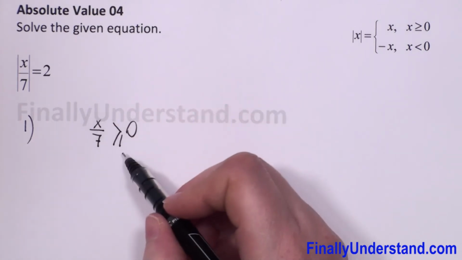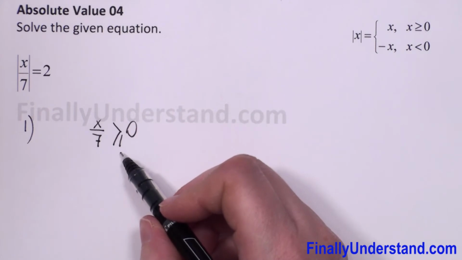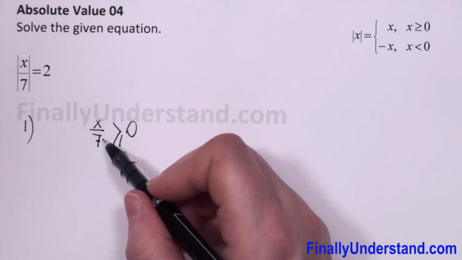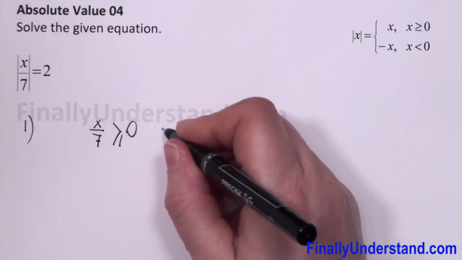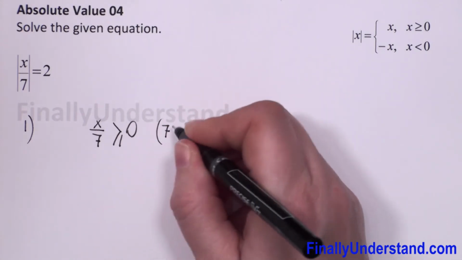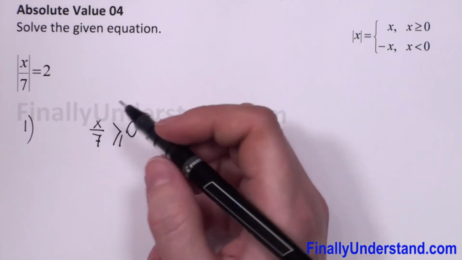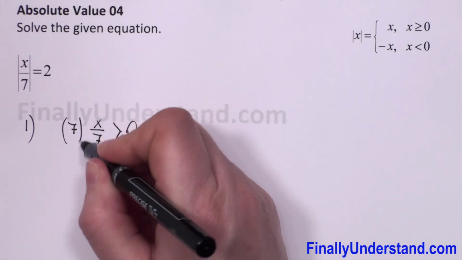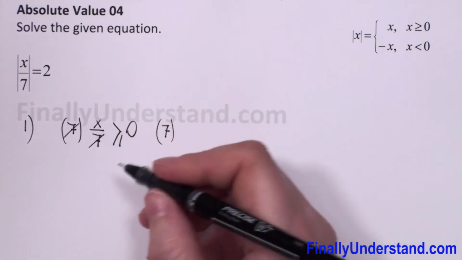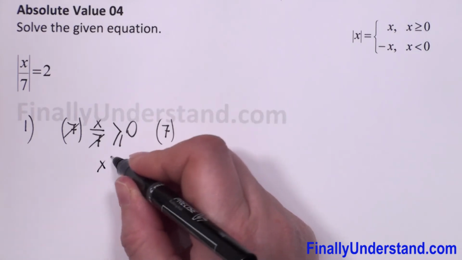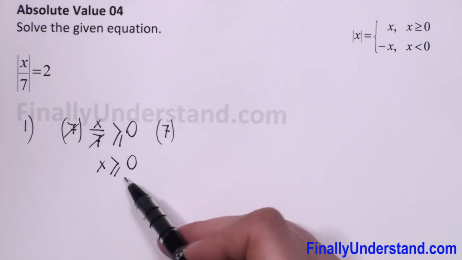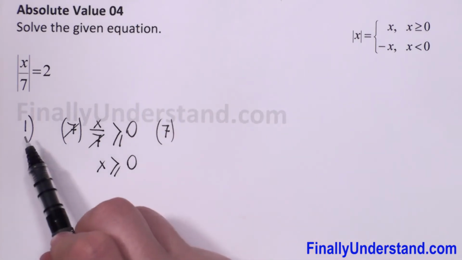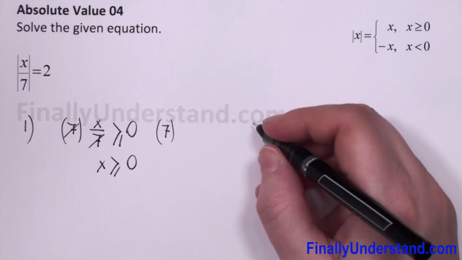We have to solve this inequality. We have x over 7, so I will multiply both sides by 7 to reduce this fraction. 7 and 7 will cancel, and we have x is greater than or equal 0. Now, when we have the domain for the first case, we can go to our equation.